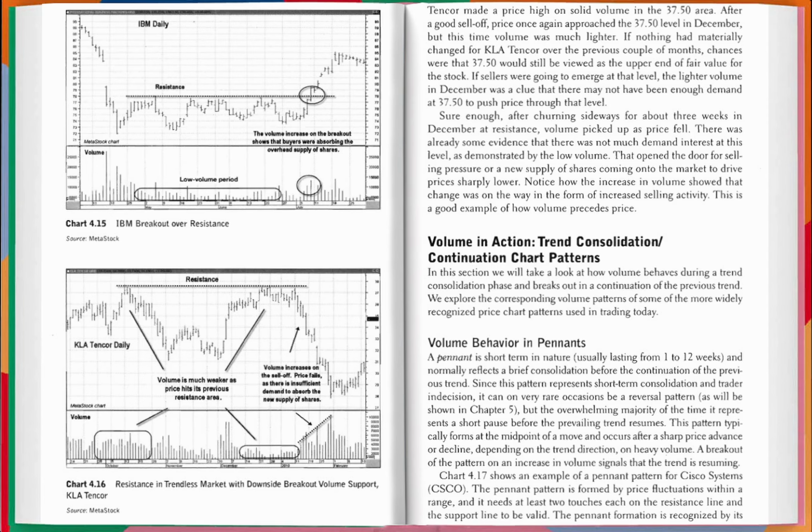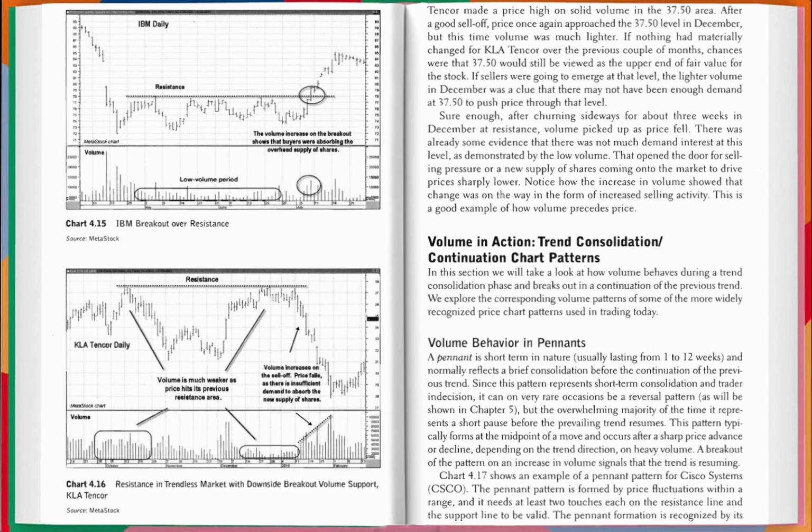Volume behavior in pennants. A pennant is short-term in nature, usually lasting from 1 to 12 weeks, and normally reflects a brief consolidation before the continuation of the previous trend. Since this pattern represents short-term consolidation and trader indecision, it can on very rare occasions be a reversal pattern, as will be shown in Chapter 5. But the overwhelming majority of the time it represents a short pause before the prevailing trend resumes.